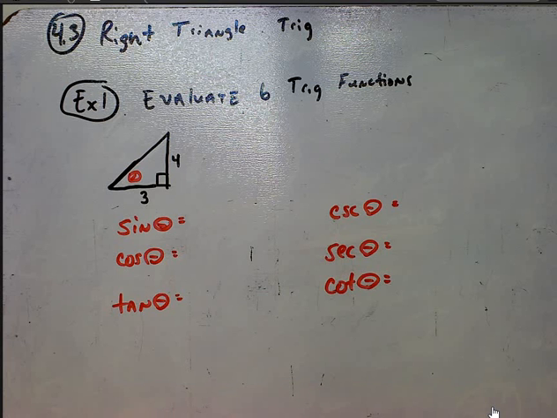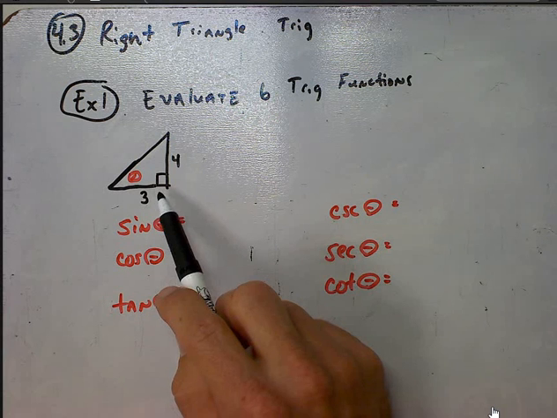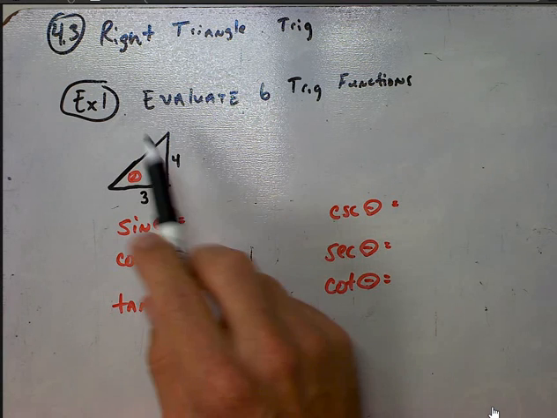Lesson 4.3, introducing right triangle trig. In example 1 here, we're going to evaluate the 6 trig functions. In the picture, it gives us a right triangle, 3, 4, but we don't know the opposite side.